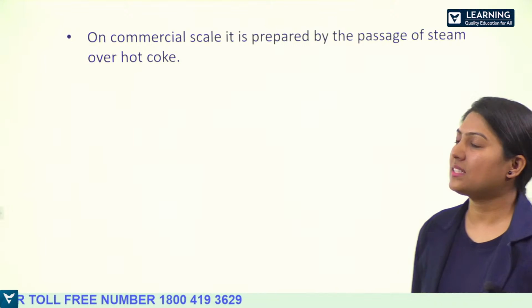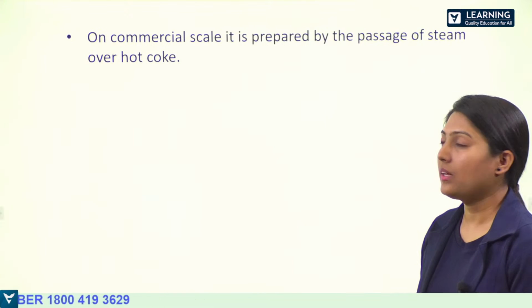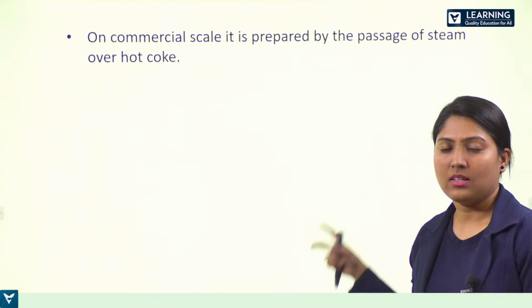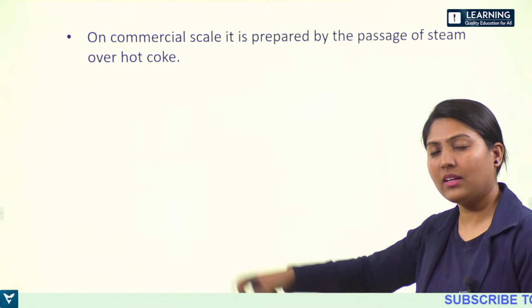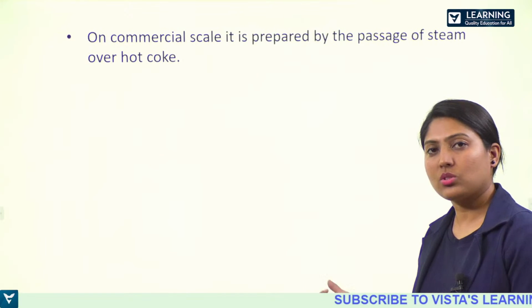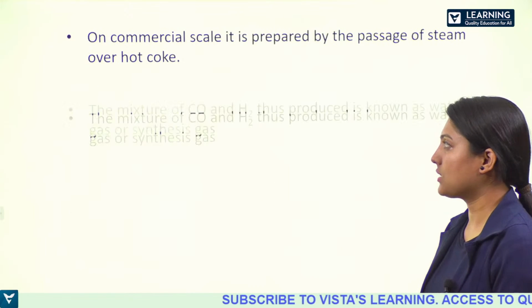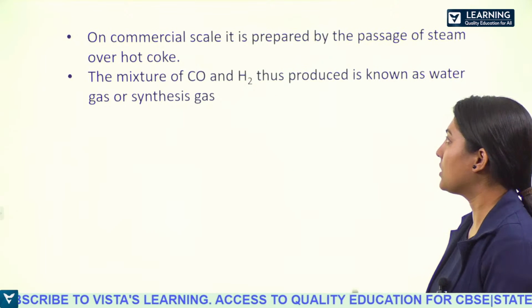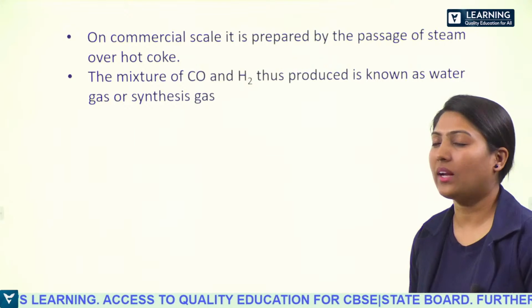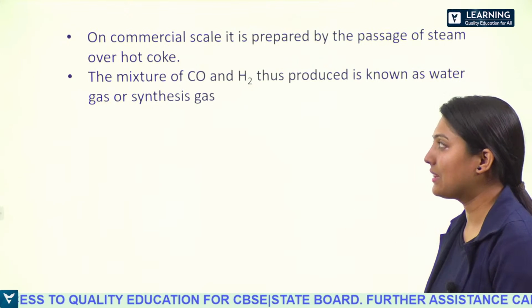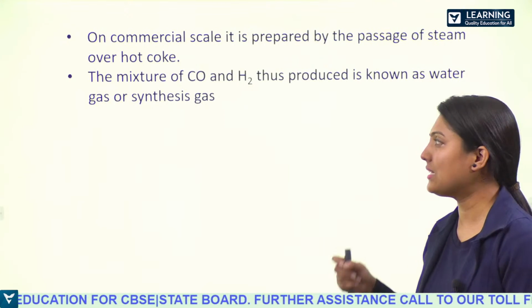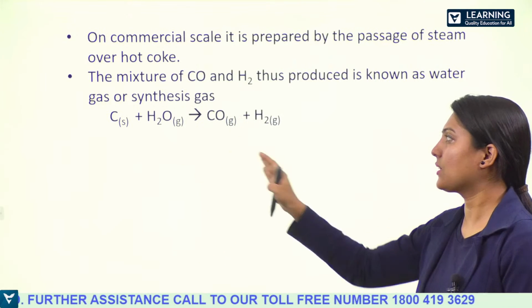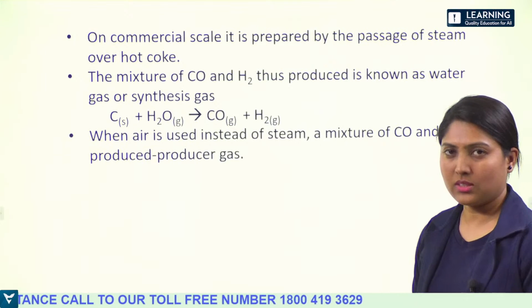On a commercial scale, it is prepared by the process of steam over hot coke. As you saw, the steam will be there, coke will be given, and we get hydrogen as a byproduct with carbon monoxide as the main product. The mixture of carbon monoxide and hydrogen gas thus produced is known as water gas or synthesis gas. You can also call it syngas. Carbon reacting with water gives carbon monoxide plus hydrogen gas.